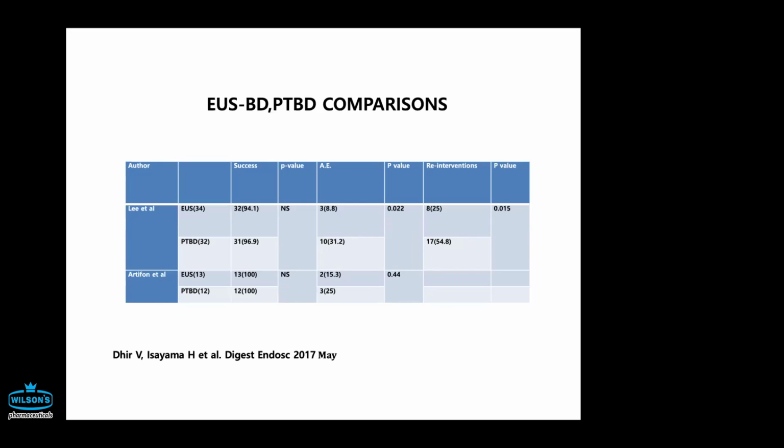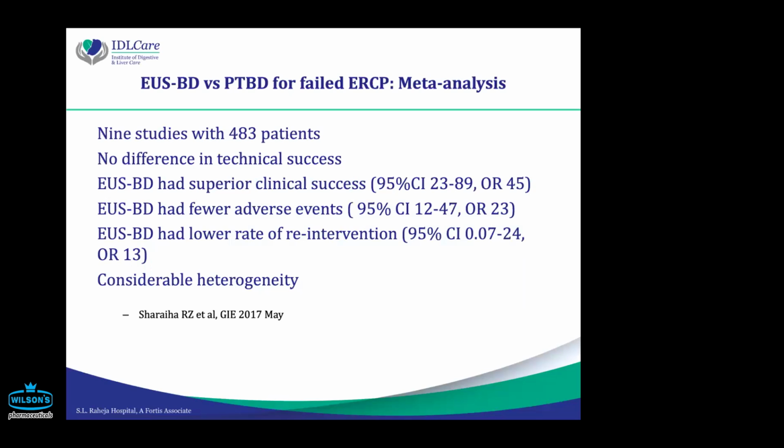There is a meta-analysis, not a high-quality meta-analysis, from my friend Michel Kahaleh's group. 9 studies, 483 patients, considerable heterogeneity because there are different kinds of studies, different kinds of stents, everything. But the message is that EUSBD had superior clinical success, fewer adverse events, and lower rate of reintervention. The same message that was conveyed in the randomized trials.